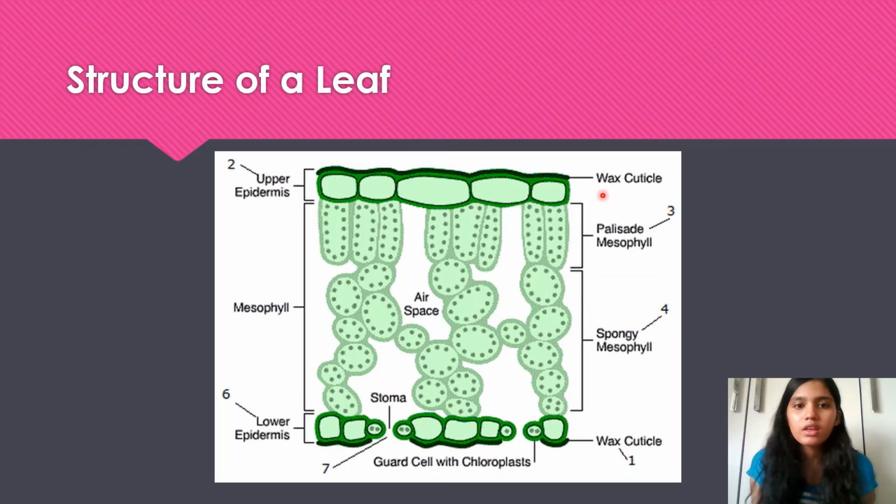Okay. Then you have the upper epidermis. Its 2 adaptations are thin and transparent to allow the most light to be absorbed by the leaf. It has no chloroplasts, as you can see.